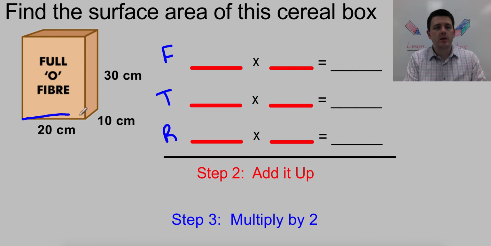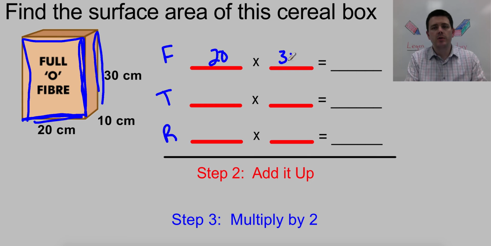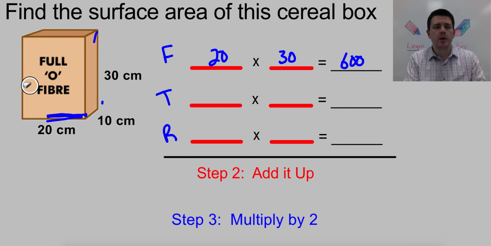The front, here's my front edge. It's 20 for base, 30 for height, because it's the same as this measurement back here. So 20 times 30 is 600. Okay, get rid of my mess here a little bit.